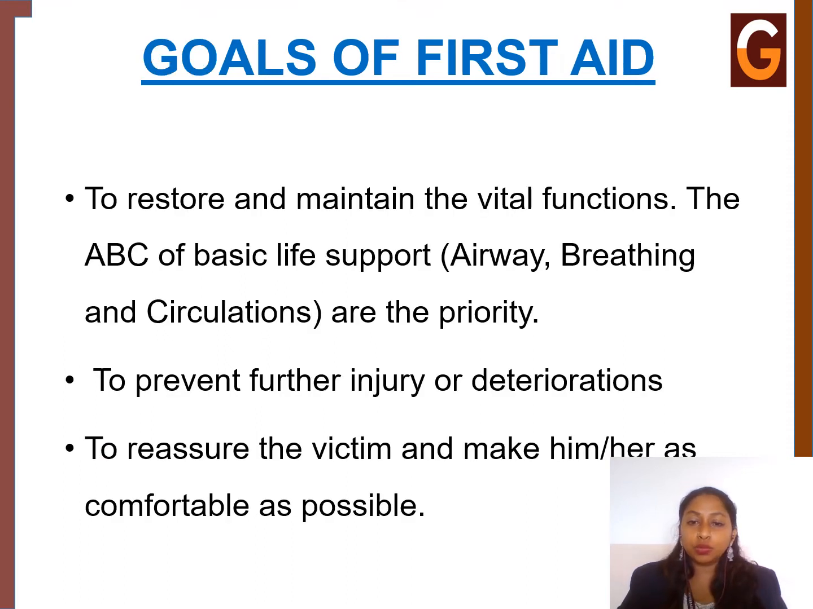Now next is the goals of first aid. So goals of first aid are nothing but we need to know what are the basic things that we as a first aider should look forward to. So first and foremost is to maintain the vital function.